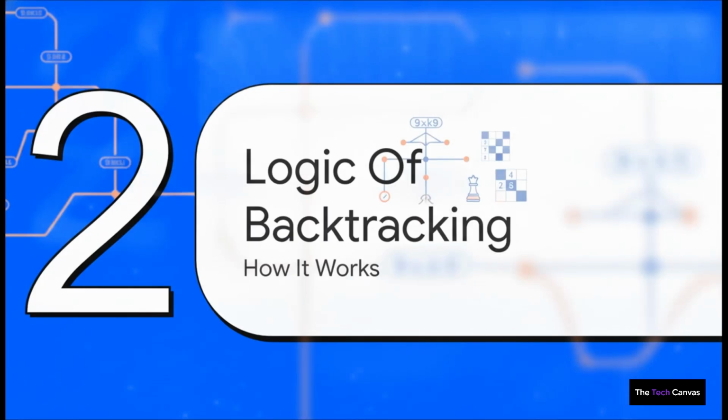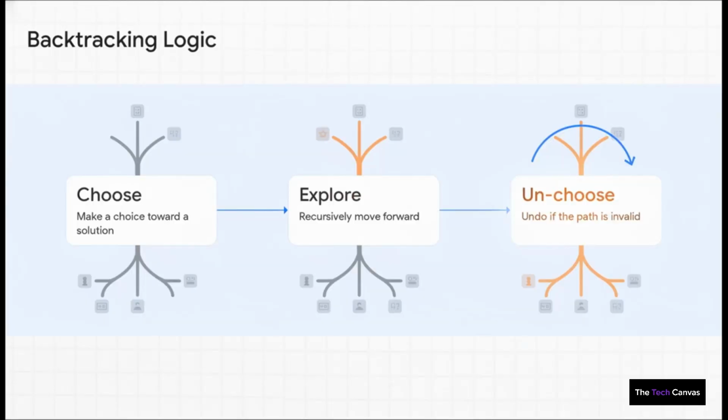Chapter 2. The logic of backtracking. There's this really rhythmic three-step mantra to backtracking. Step 1, choose. You make a choice that might lead toward a solution. Step 2, explore. You recursively move forward with that choice, but if you hit a dead end, you move to step 3, unchoose or undo. This unchoose step is the absolute hero of the technique. It explicitly undoes that last move so the system can cleanly try the next available option.